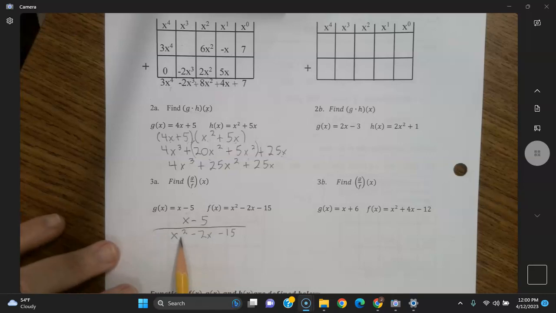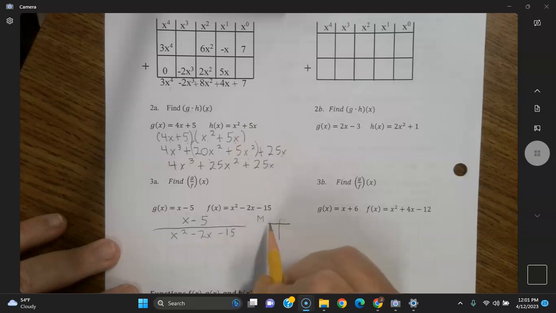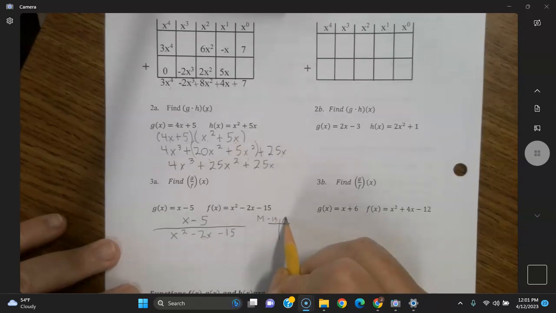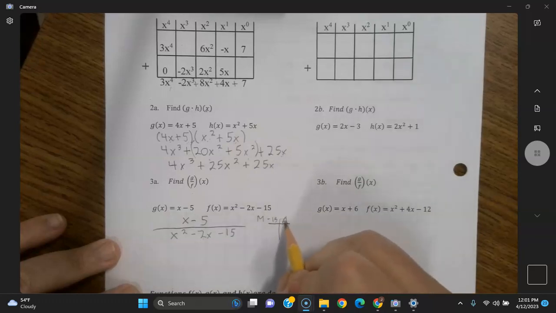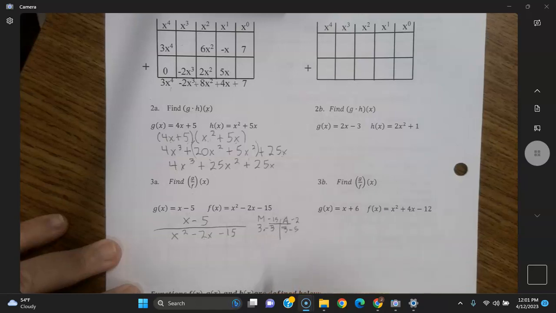Now the trick to these is this is a polynomial, a quadratic that you can factor. And so if I go off to the side, it's got to multiply to negative 15, and it's got to add to negative 2. And when I do the two numbers, I'll find that the two numbers that we need are 3 and negative 5. Okay? And those two numbers will do it.